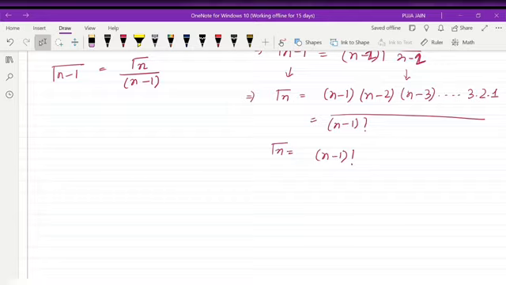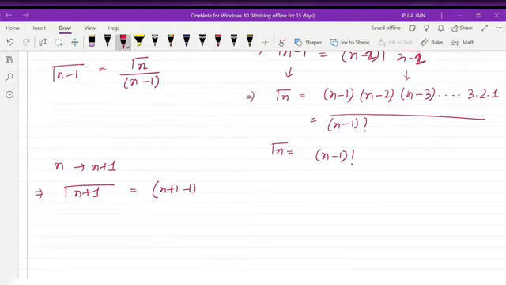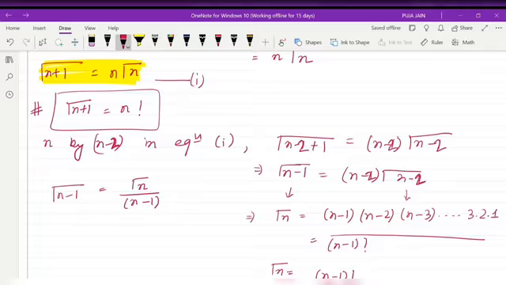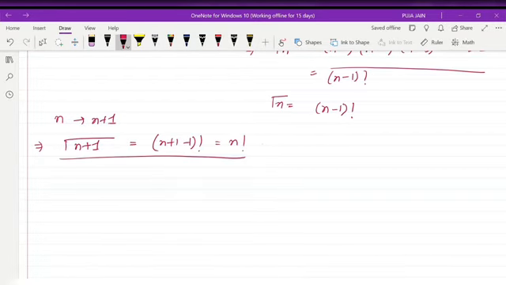Now if we replace n by n plus 1, we will get gamma of n plus 1 equals n plus 1 minus 1 factorial, that is n factorial. So we were about to prove that gamma n plus 1 is equal to n factorial, and we got this. So it is proved.